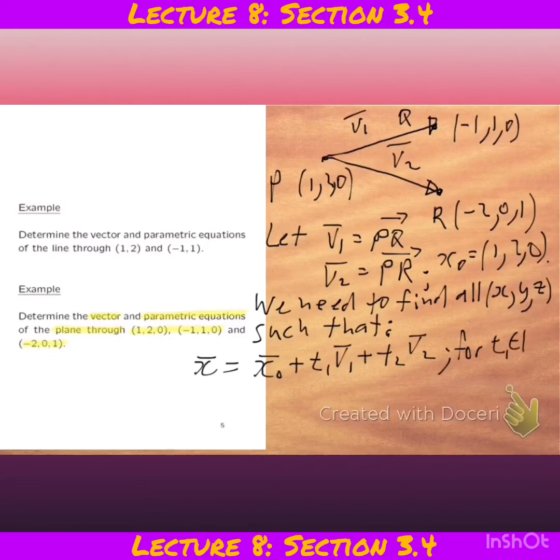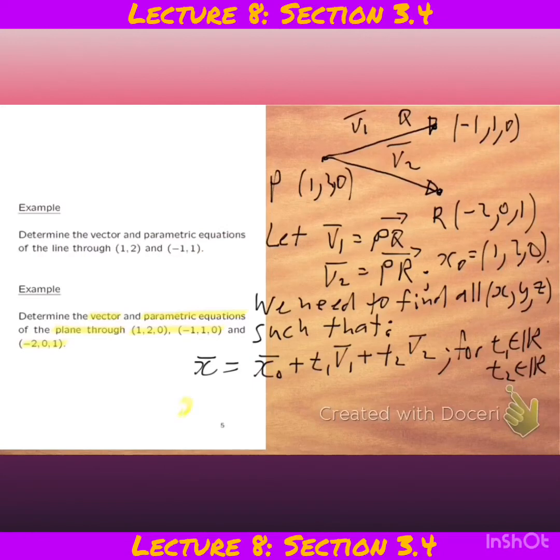t1 a real number and t2 a real number. So we want to find all x, y, z's such that you can express x, y, z as the sum between the vector x0 plus that vector there. That is what we want.